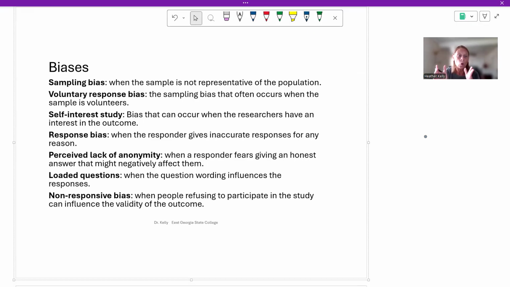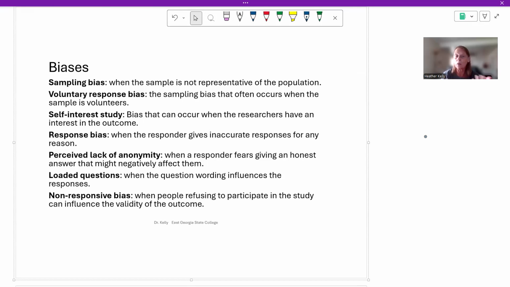There's also loaded questions, where the question itself might guilt you into maybe not the answer you would specifically choose, like, well, everybody else is voting this way, you should vote this way, or something like that.